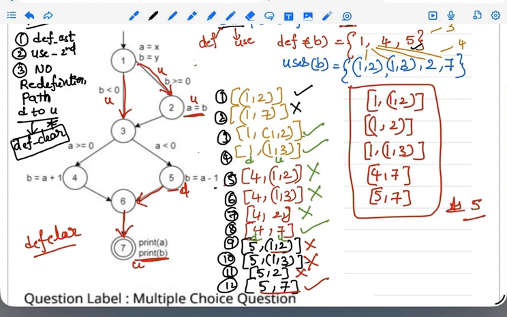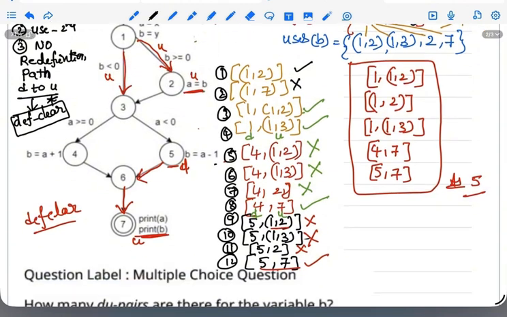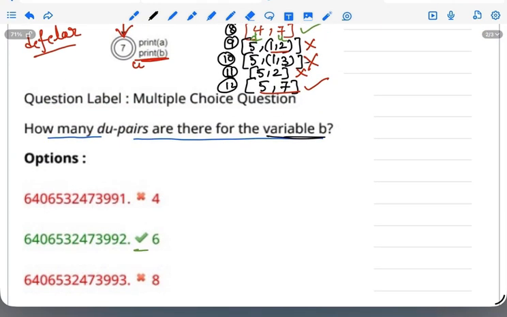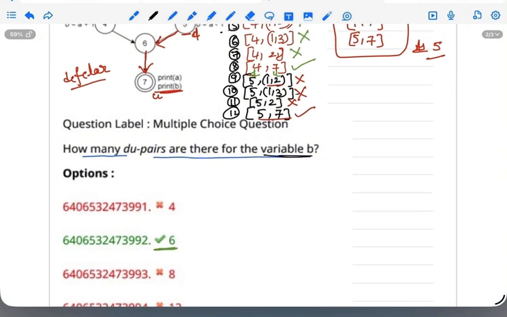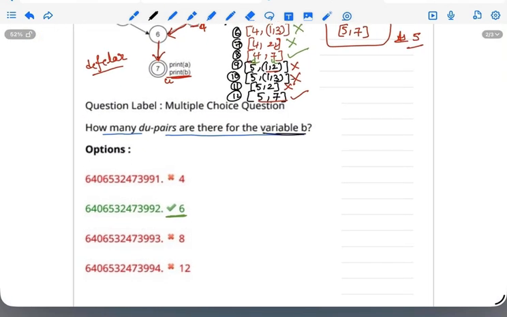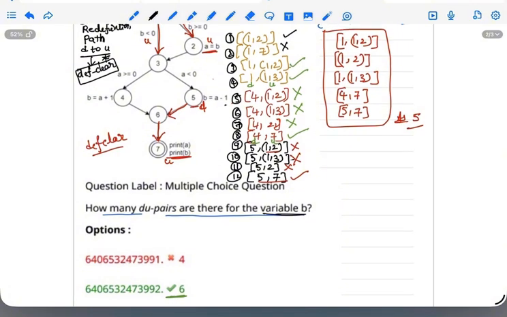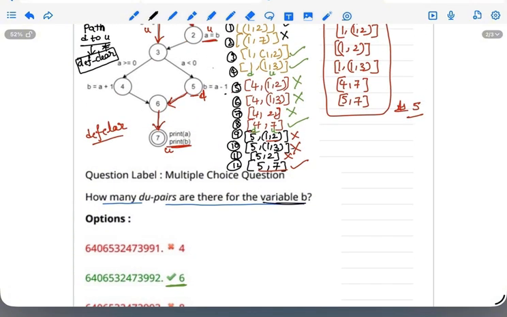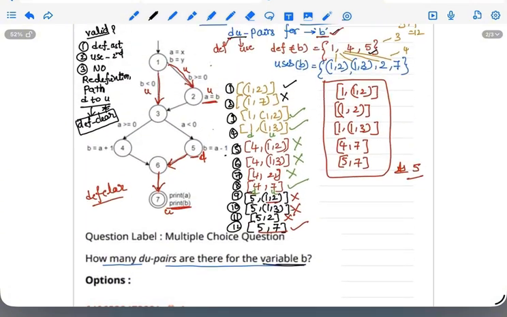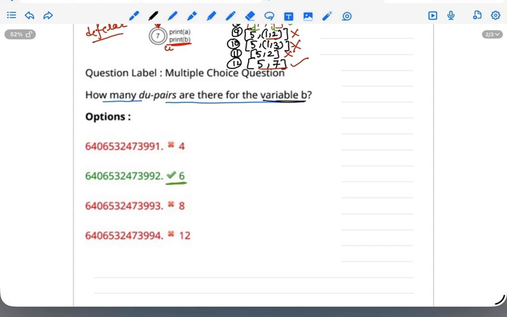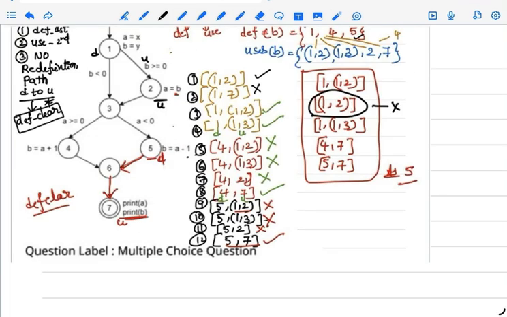You can check, the answer for this question is 5, but the given answer is 6. According to my calculation, the answer is 5. Okay, please check with the instructor also. How many du pairs for the variable b? My answer is 5, but the given answer is 6. According to the answers, it is 6, right?